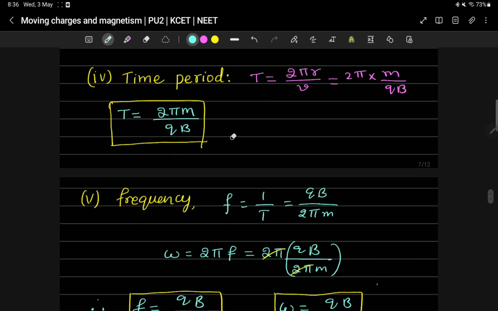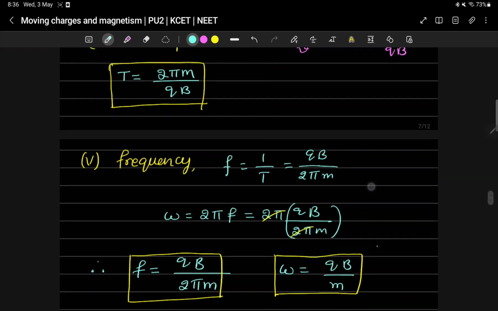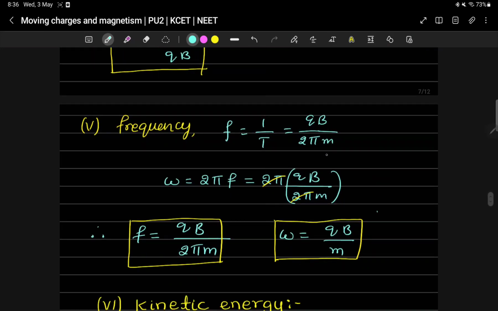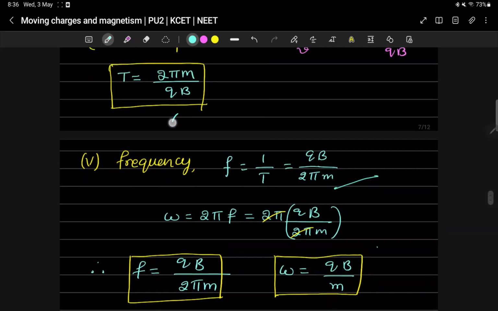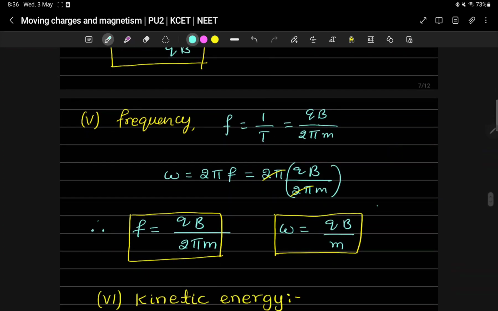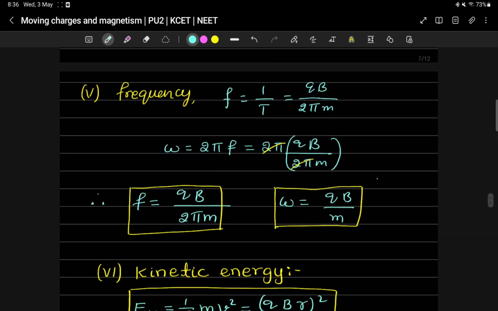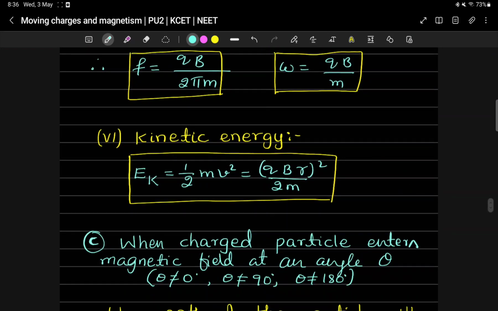So this is the time period of the electron or charged particle trapped inside the magnetic field, revolving in a circular path, and its frequency is given by 1 by T. We have T here, so let us take the reciprocal of that. Then the angular frequency omega is equal to 2 pi f, which is 2 pi times qB by 2 pi m. The 2 pi will cancel, and we get qB by m. Then we have the kinetic energy of the charged particle moving inside the magnetic field in a circular path. That is half mv square, equal to half m times qBr divided by m, whole square. Okay, this is all about this.